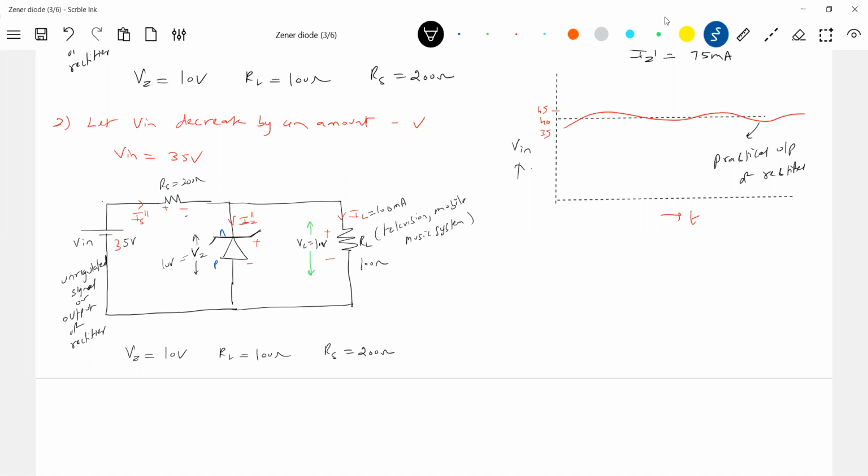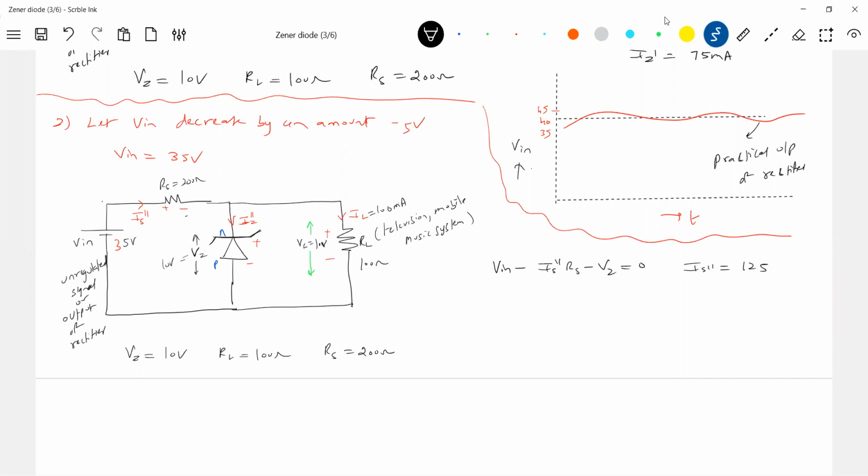Let's get into the calculation. We are discussing the second part of the concept here now. V in minus IS double dash RS minus VZ equals 0. Anybody have the value? 25. 125 milliampere. Then according to KCL, IL I'm not changing. Look at this one. So 125 milliampere. This is 100 milliampere.